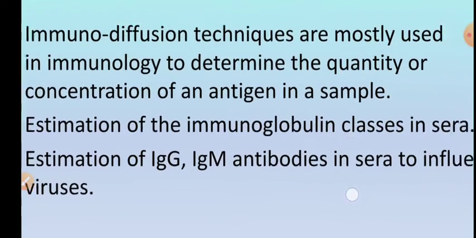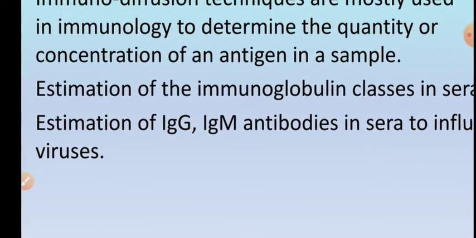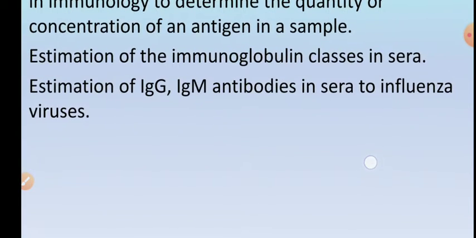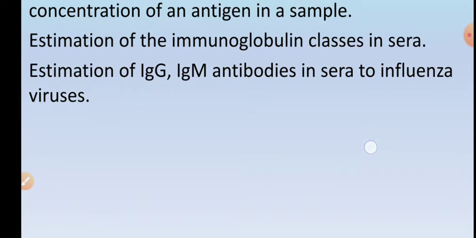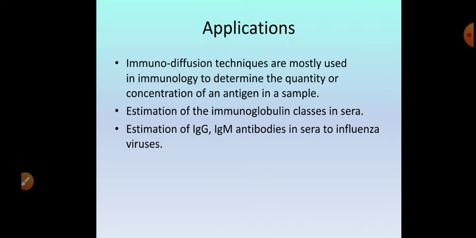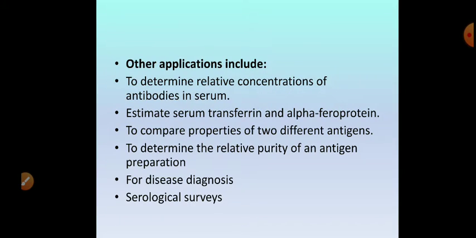So what is the application? Immunodiffusion techniques are mostly used in immunology to determine the quantity or concentration of antigen that is present in the sample. And estimation of immunoglobulins in the serum can also be done, like estimation of IgG or IgM antibodies for various flu viruses can be detected by single radial immunodiffusion. Not just antigens, we can also detect the concentration of antibodies, whether they are present or absent, right? So the relative concentration of antibodies in serum, then various proteins, disease diagnosis, serological surveys can be done by radial immunodiffusion technique. So that is all about SRID. That is experiment number 3.